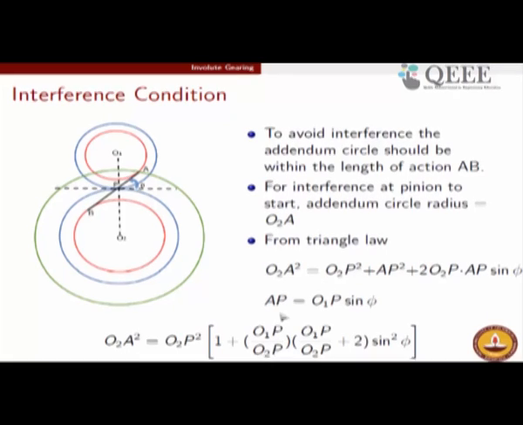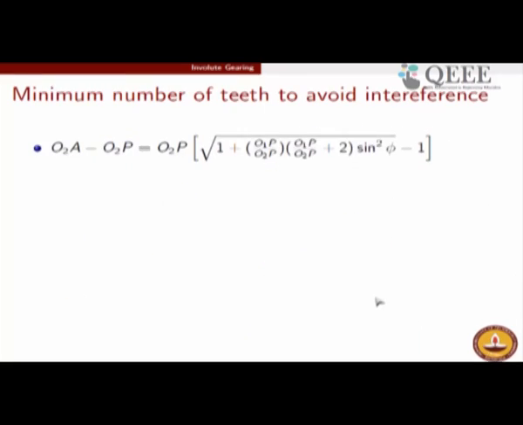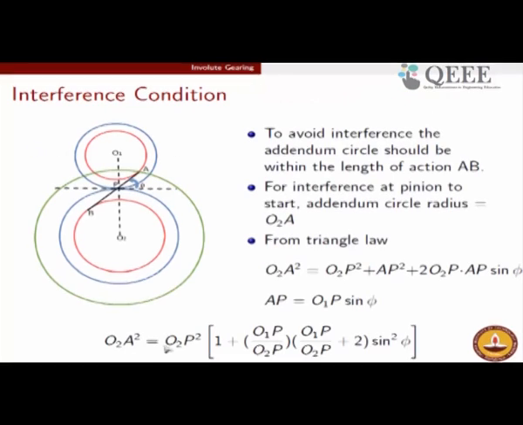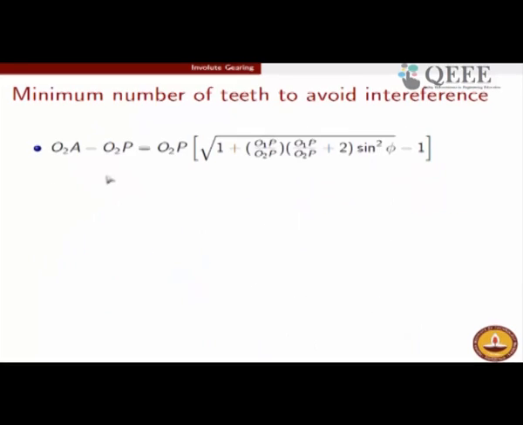With this, you can do the following simplifications and get O2A square to be this formula. I have plugged in the formula for AP here, and taken out O2P square as common, and therefore you get a formula of this kind. In the next step, I take a square root on both sides and derive what is O2A minus O2P. O2A is the addendum circle radius, O2P is the pitch circle radius. So, O2A minus O2P is basically the addendum, and that boils down to this formula.